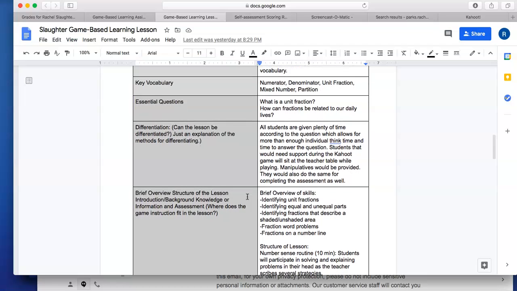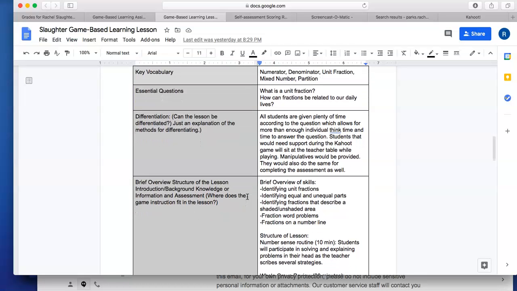In order to differentiate in the classroom, I noticed that there is a timer that you can adjust on Kahoot. So all students are given plenty of time according to the question, which allows for more than enough individual think time and time to answer the question. I also noticed that if I were to use the self-paced learning option, it would work better for virtual learning because students aren't able to see the question if you're doing the actual Kahoot like you would in the classroom. I'll talk more about that at the end.